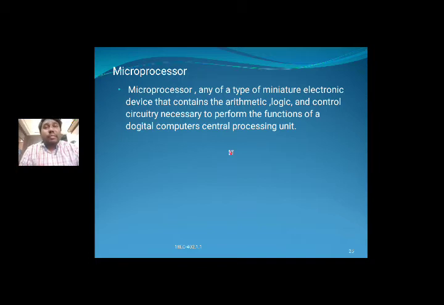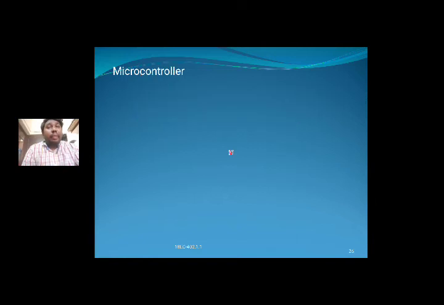The microprocessor: any of a type of miniature electronic device that contains the arithmetic, logic and control circuitry necessary to perform the function of a digital computer's central processing unit is called a microprocessor. And a microcontroller: micro means very small, controller means it controls all the operations.